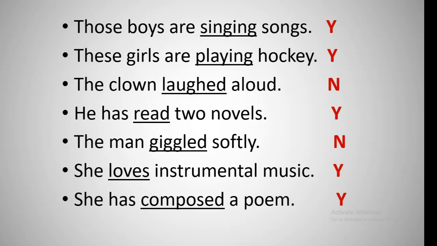So up till now we have learned that transitive verbs are those which require an object to give the complete meaning, and intransitive verbs are those which do not require an object to give the complete meaning. And we have written Y for those verbs which are transitive and require an object, and N, no, for those verbs which are intransitive and do not require any object to give the complete meaning.